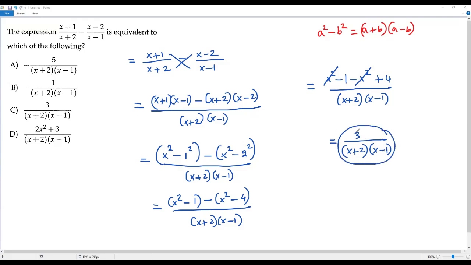So we find this expression in answer choice C. So the correct answer choice for this question is C.